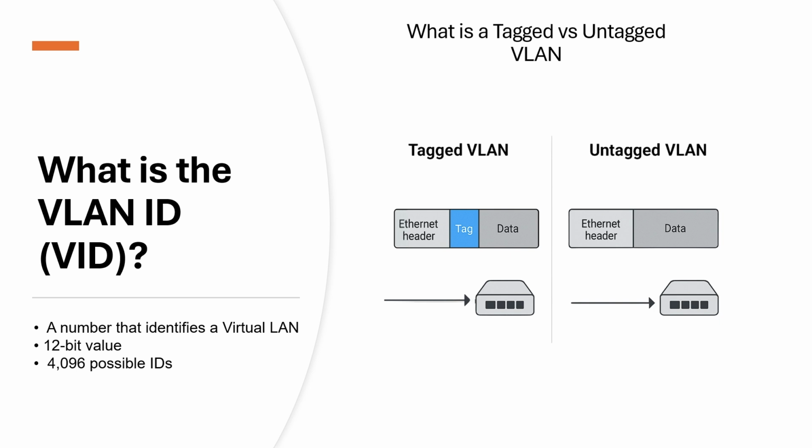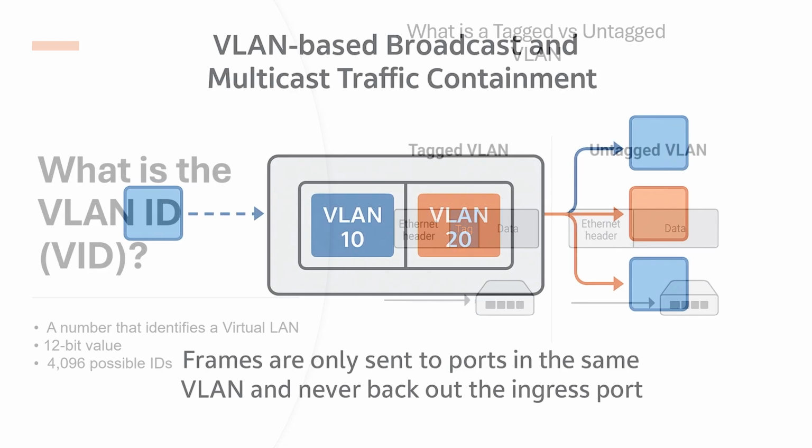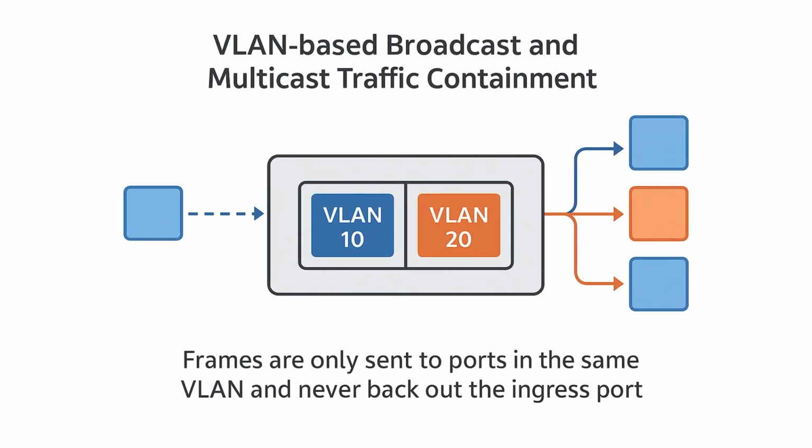Untagged has no tag in the frame, and it's used mainly on access ports for end devices. So here's an example of VLAN-based broadcast and multicast traffic containment. For broadcast and multicast traffic, frames are only sent to ports in the same VLAN, so same VLAN ID, and never back out the port that they came in on. So this keeps traffic contained within its VLAN.